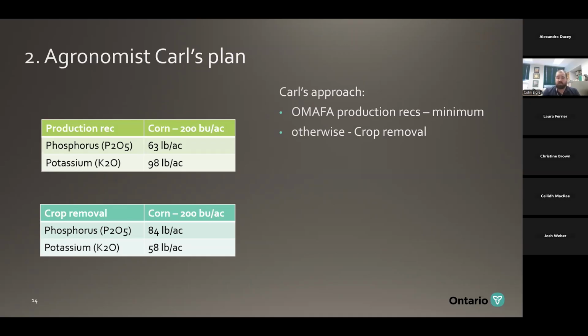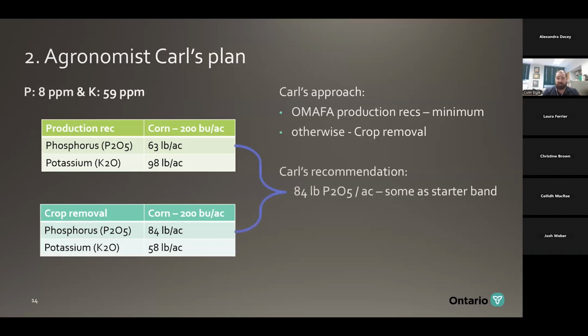Carl's approach uses, at minimum, the OMAFA guidelines for production for both phosphorus and potassium. Otherwise, he's going to look at using those crop removal values. So basically, in his mind, he's picking the higher of those two values. So at those soil test levels, Carl's recommending using the crop removal value for phosphorus and the production recommendation for potassium.